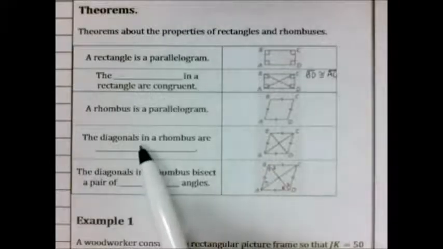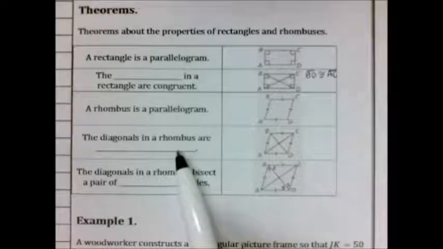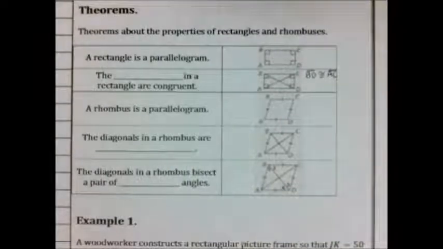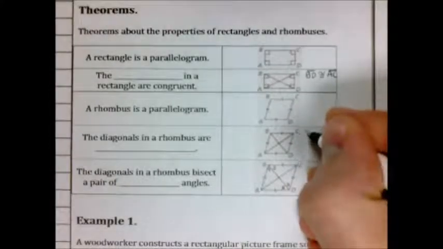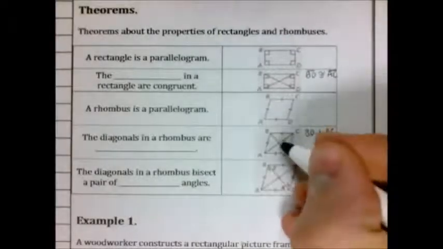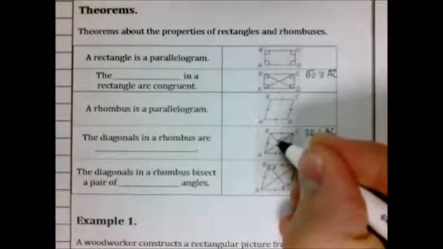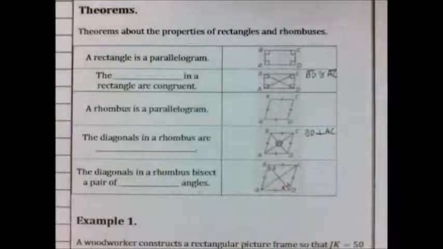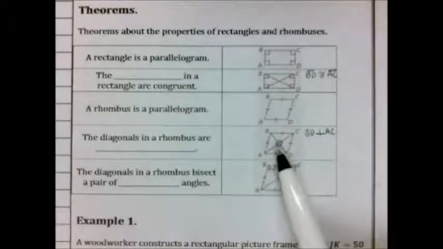So, the fourth one is that the diagonals in a rhombus are perpendicular. And remember, perpendicular means that they cut each other at a 90-degree angle. So what that means really is just that BD is perpendicular to AC. We're going to have right angles all the way around here. Every single one of those is going to be a right angle. I drew that really small. But all of those angles in the middle, where they meet at the very center, those are right angles.